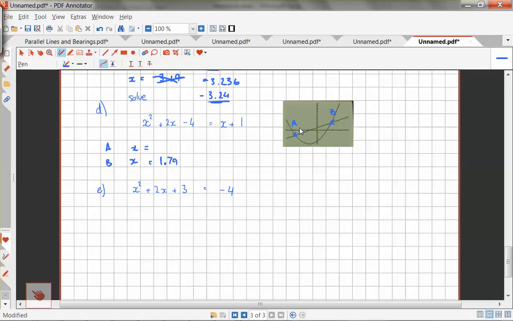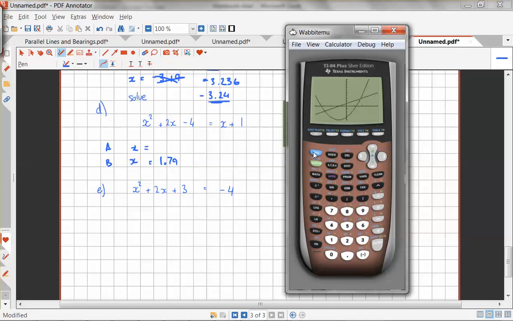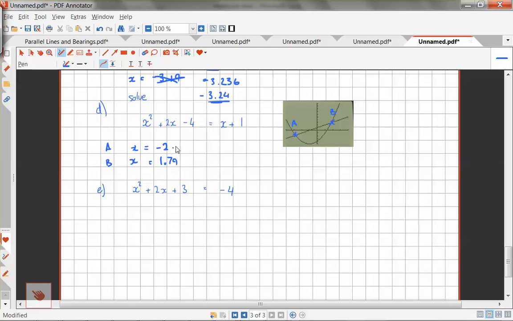Oh, I can see what you've done. Minus 2. Have you worked it out exactly? No. Okay, let's work that out. So, second function, calculate, intersect. We can do it with other lines as well. I'm going to make sure I'm nearer that bit. Press enter, second curve, enter, guess, enter. There it is. Well, you were right. Minus 2.79, because there is some form of symmetry about it. Got that?